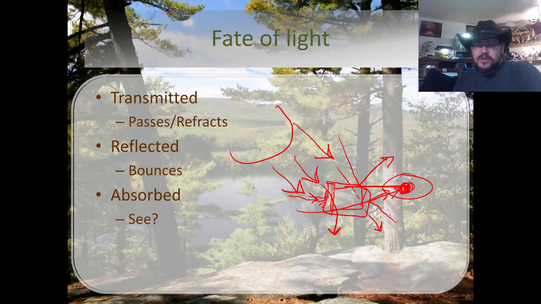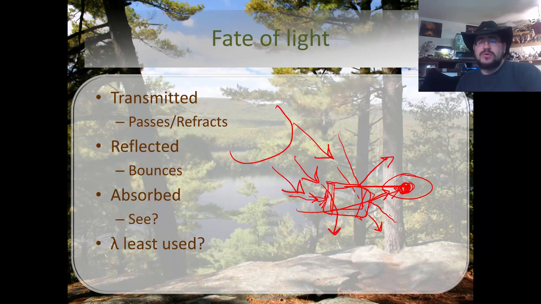So the color of an object is based on the light that is transmitted and reflected. The color of an object is what is transmitted and reflected. You do not see colors that are absorbed.